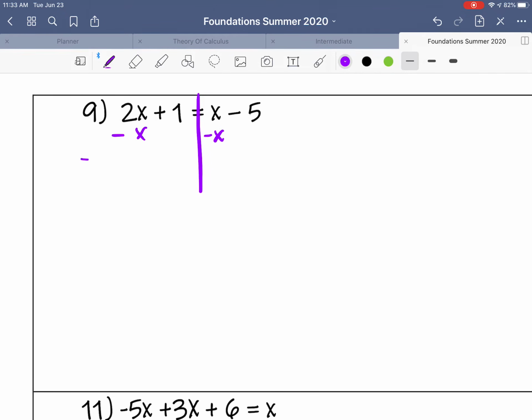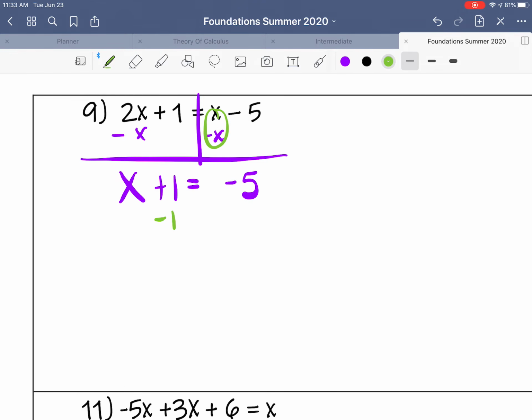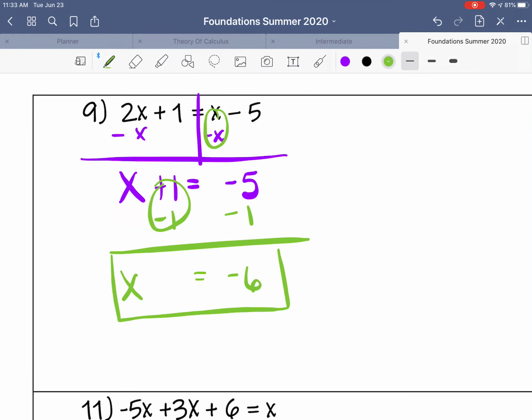This is a positive x, so I'm going to do minus x to undo it. 2x minus x is 1x. And then x minus x makes 0, and I'm left with negative 5. Now I just have a one-step solving problem. I just have to isolate x, which means I will move this 1 using additive inverses. And that's it.